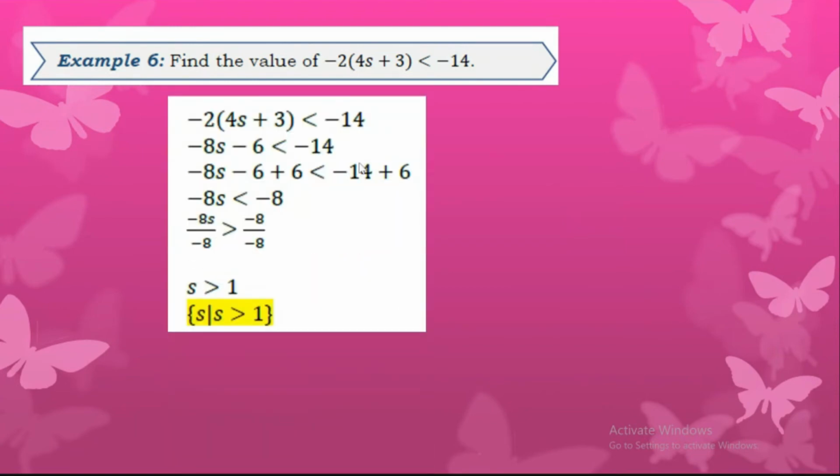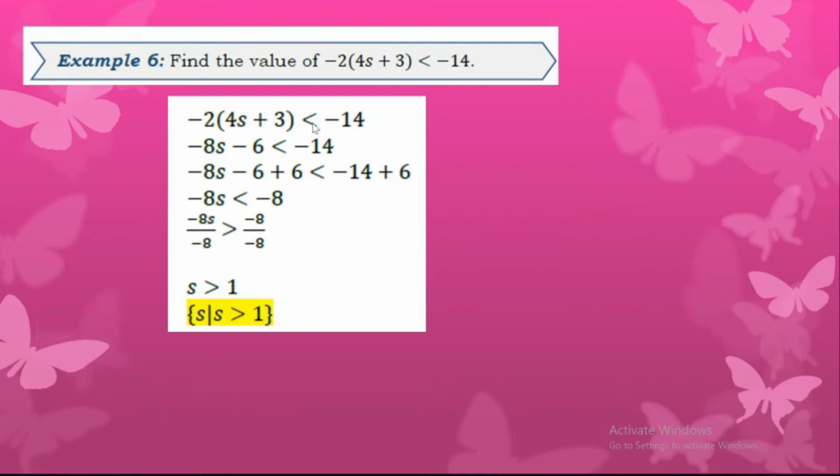In this example, we have parentheses on the left side of the inequality. So before we use the API and MPI, we have to simplify that first by the distributive property. So we have negative 2 times 4s, that's negative 8s. Negative 2 times 3, that's negative 6.